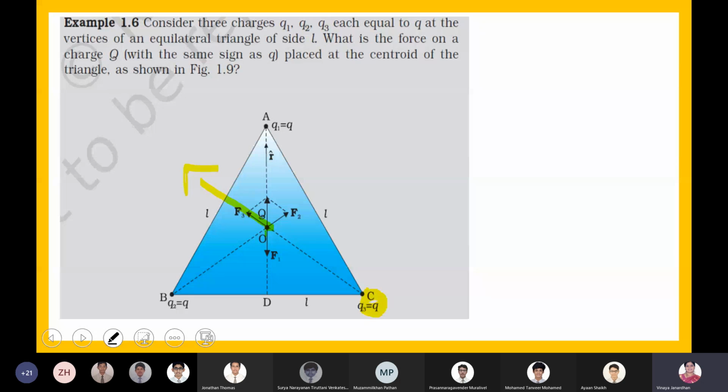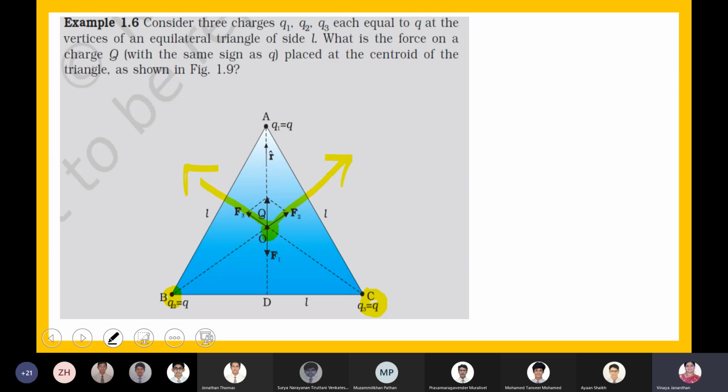Can you identify the charge Q3? Q3 exerts a force on Q, and this will be a force of repulsion. So Q, which is placed at the centroid, will experience a force F3. Similarly, the charge Q2 is going to apply a force on the charge capital Q placed at O. So this will experience a force F2.